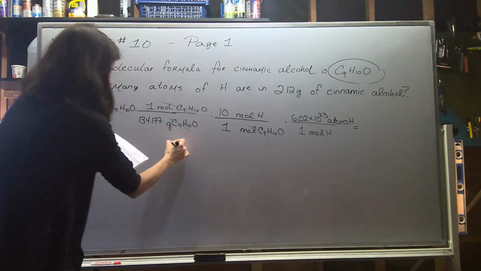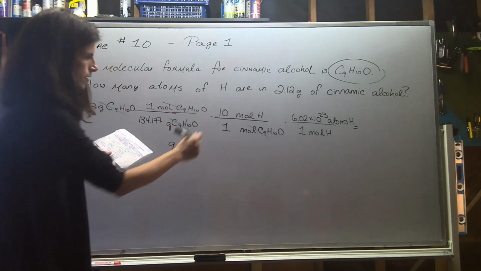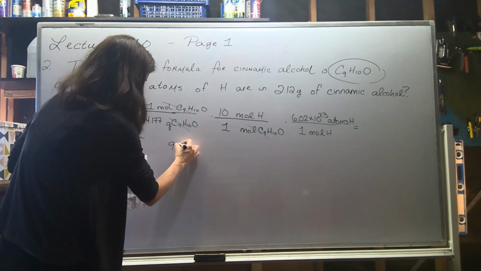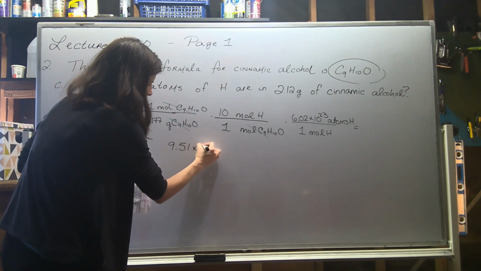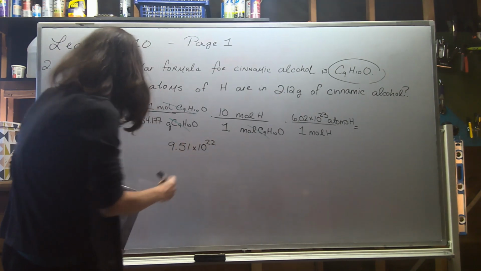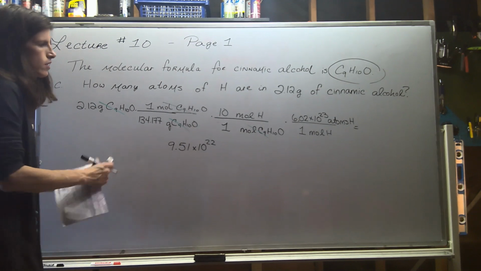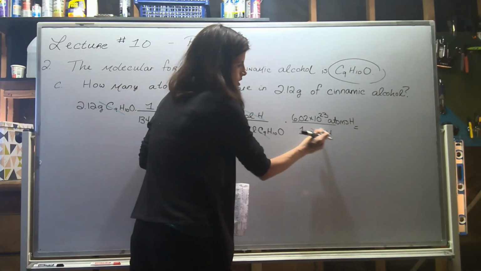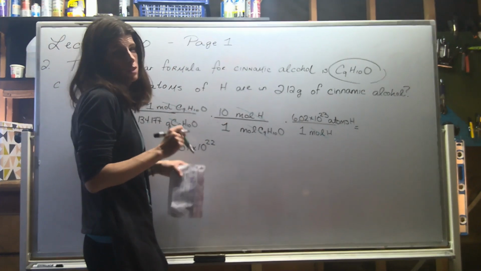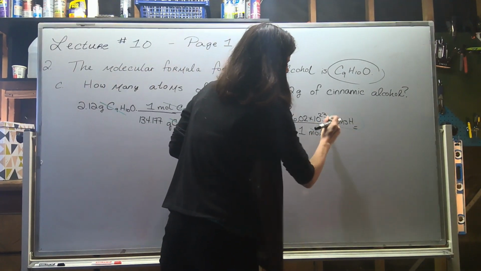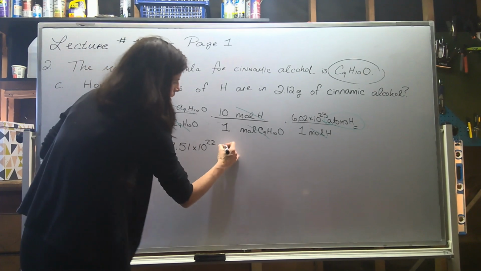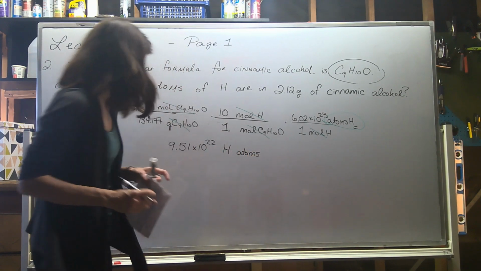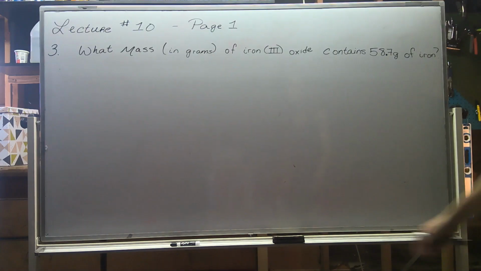And 3 sig figs, because that's what our original number had, and this is exact. I'll do 9.51 times 10 to the 22nd. Ooh, let me check my units. So we got rid of the moles of the cinnamonic alcohol. That last conversion factor got rid of the moles of hydrogen. And so we're just left with hydrogen atoms. There you go.